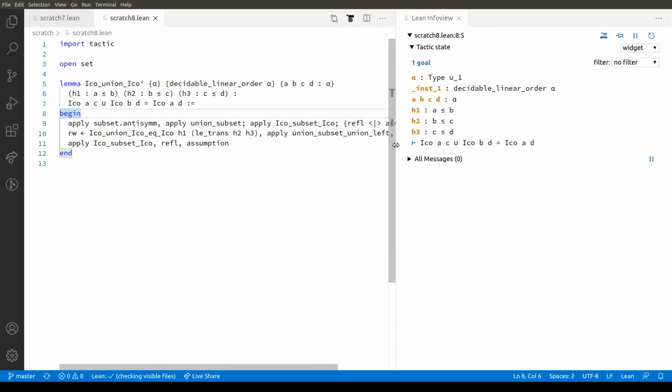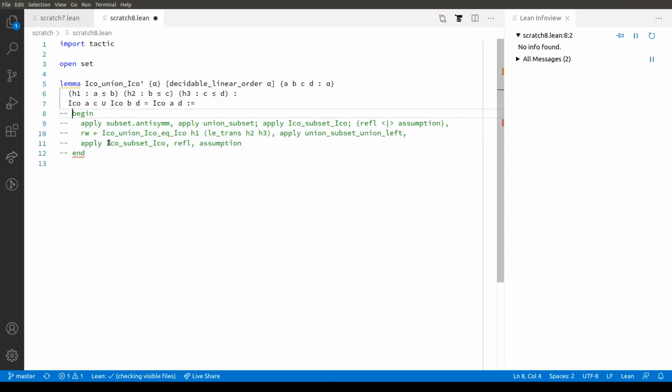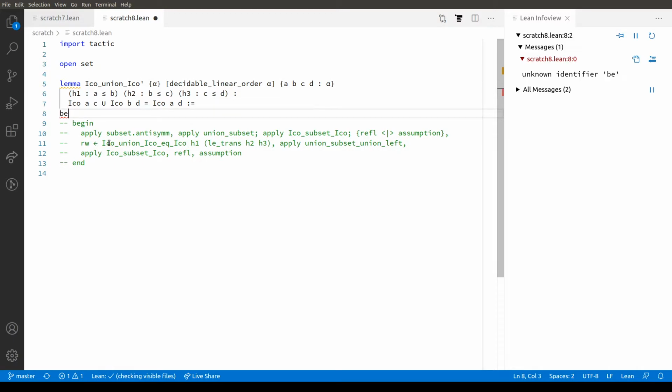And now how has he proved this? You see, he's proved it in the same kind of way that I have, right? He applies subset anti-sim. That's exactly proving inclusions in each direction. And then union subset, to prove that the union is a subset of something. Yeah, do you know what? Let's comment this out. Let's just get the hang of it. Let's just check we can knock this off.